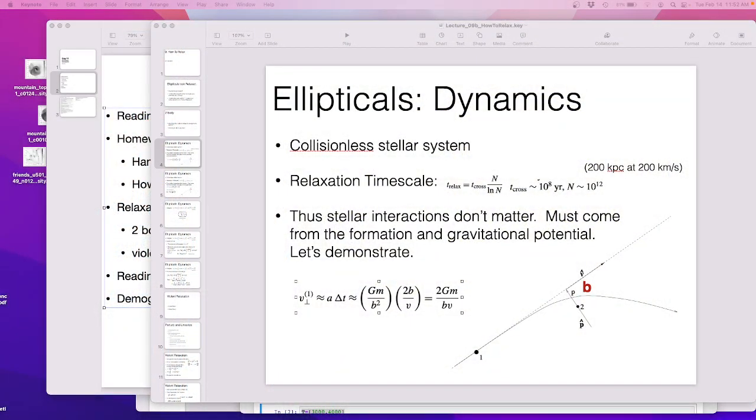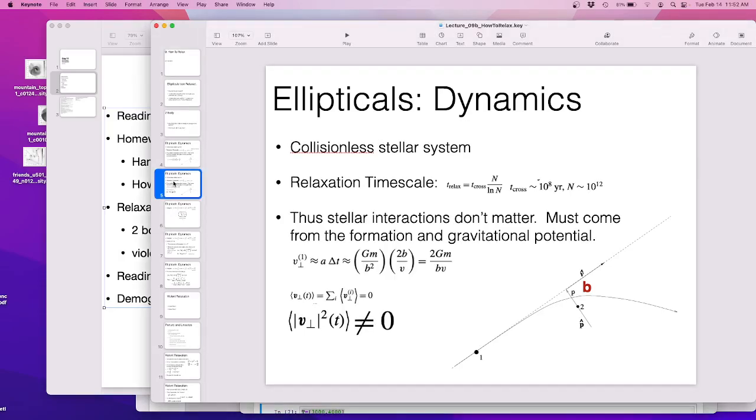So now we need to count them up. What we actually want, we can't average this. So what happens if I say, let's find the average delta v perp? If I've got this test star, and a whole bunch of other stars, we're going to average over all the other stars that my test star could see, and we want to know what its net perpendicular velocity change is after interacting with all those stars.